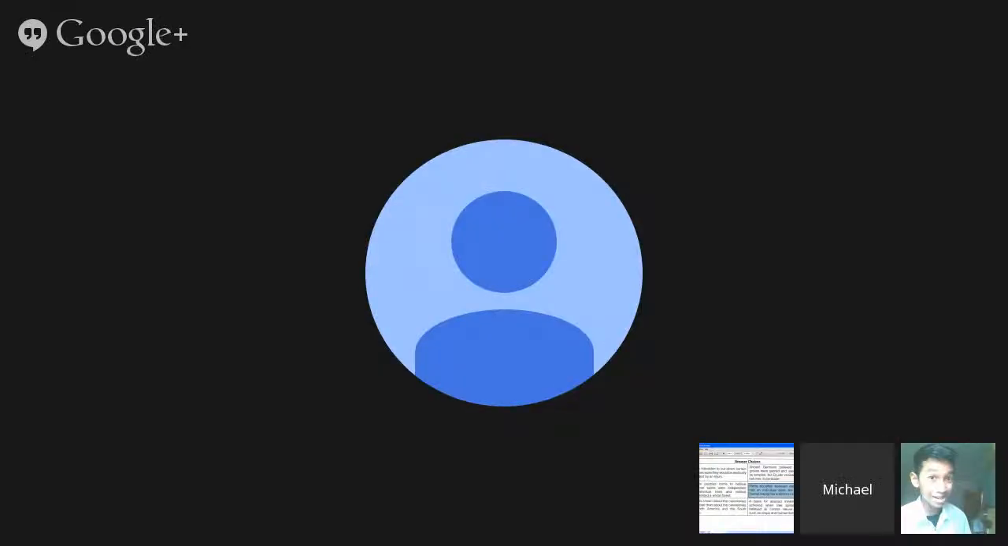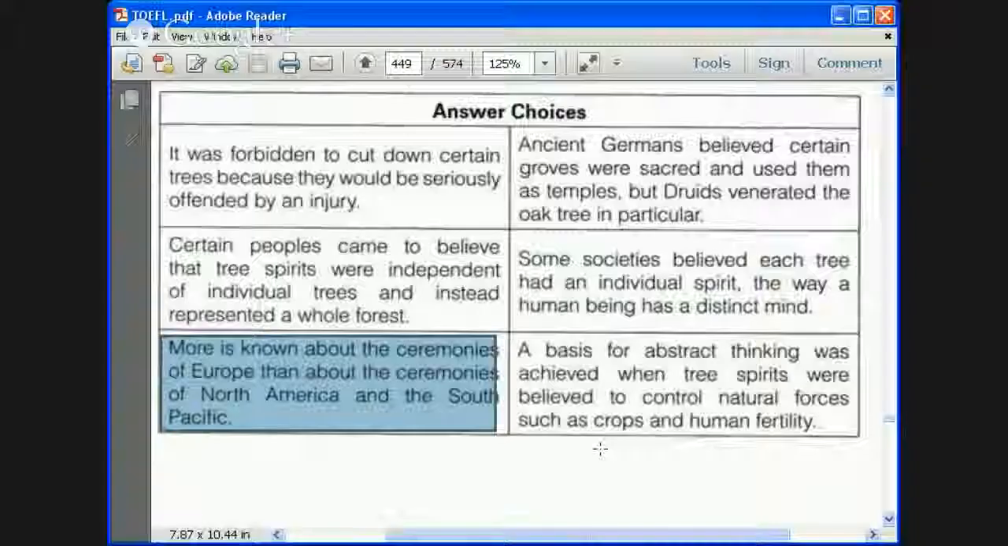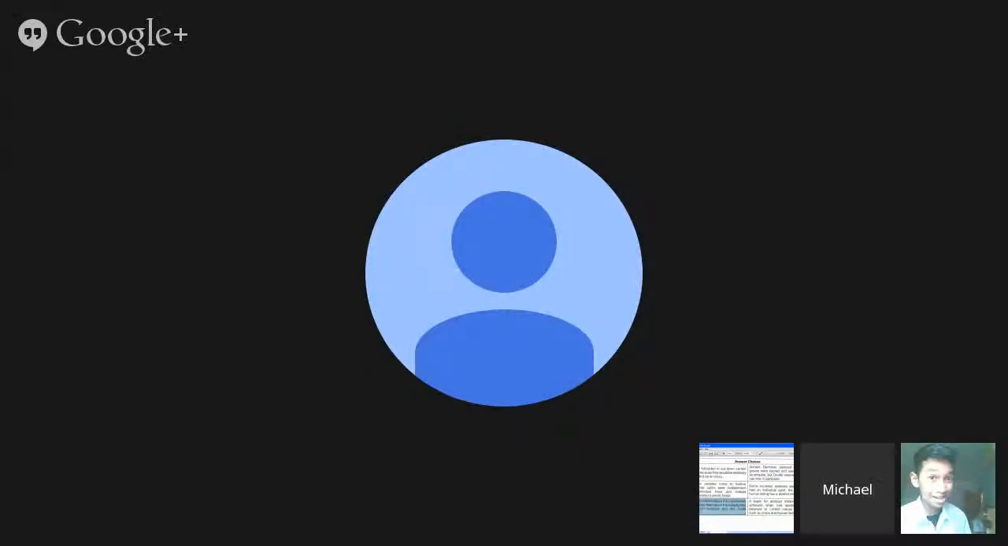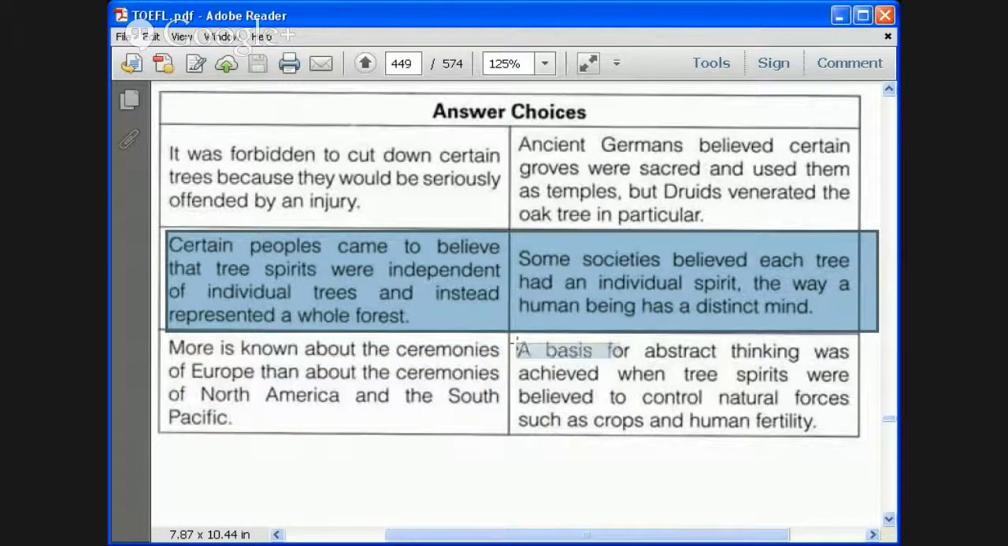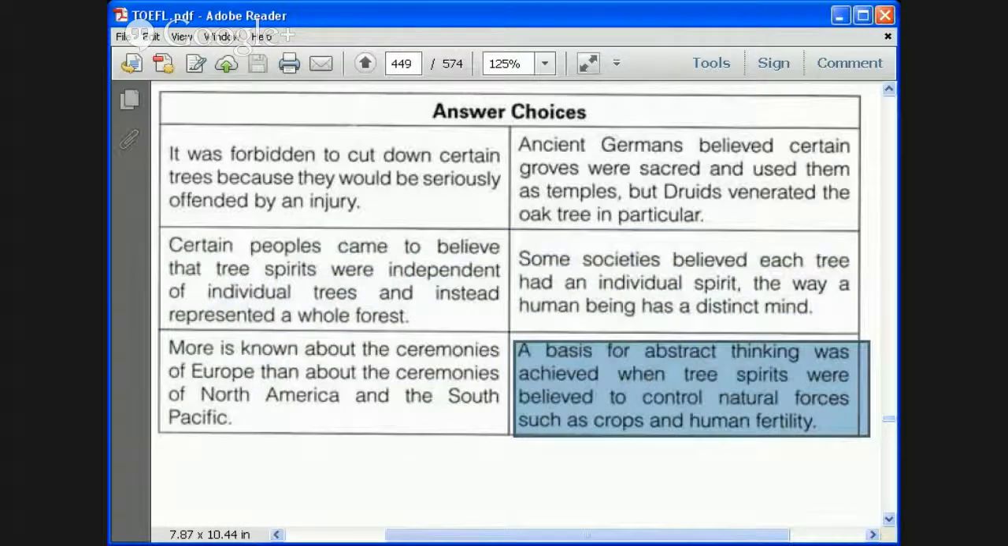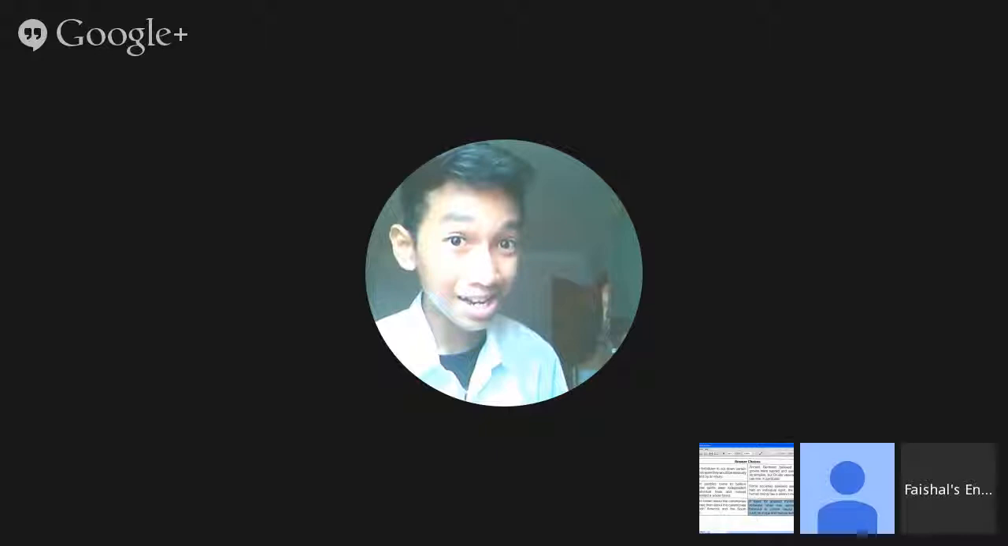More is known about the ceremonies of Europe than about the ceremonies of North America and the South Pacific. Too many continents, too many details, too much information. I'm overloaded with a lot of information, so I am going to be simple and choose the last one. Okay, so you're choosing these two here, and this one. Faisal, do you agree or disagree? I agree. Okay.